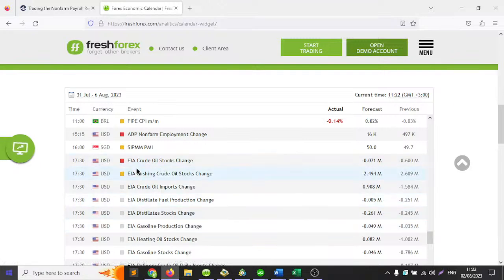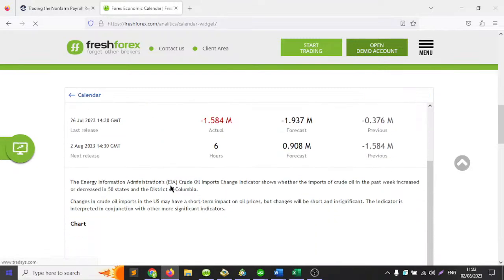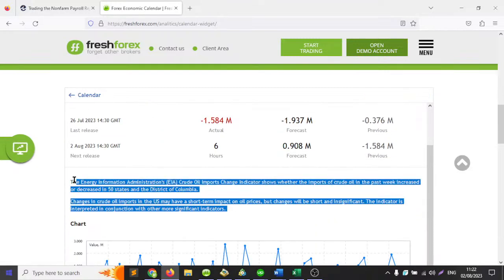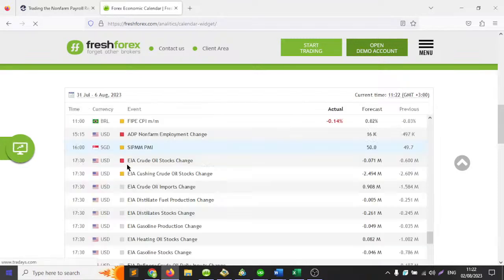So if you want to know about a particular news, if you don't understand what that news stands for, click it and then you can read what it means. So that's the first one.